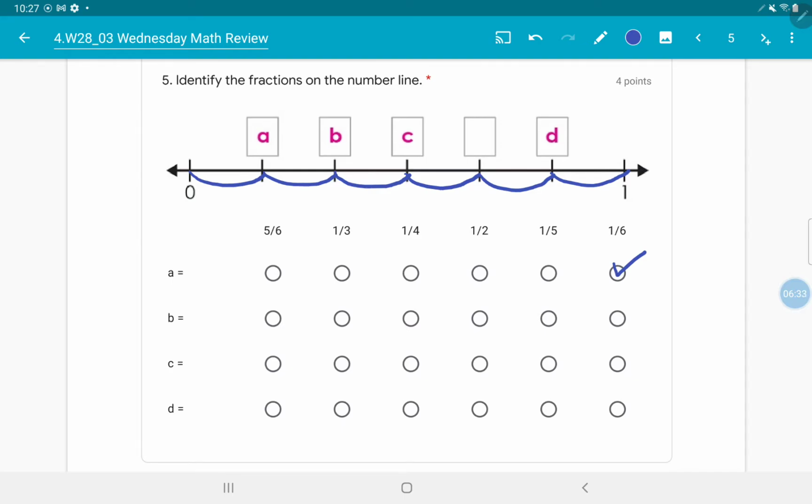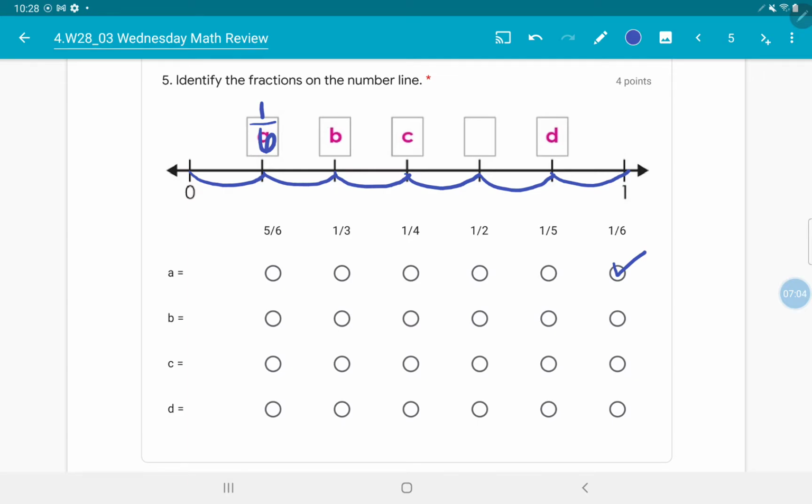From A to B is 2 pieces. From B to C makes 3 parts or pieces. From C to that open box is 4. From the open box to D is 5. And then from D to 1 is your 6th piece. How about B? What is B equal to? B would be equal to what, Scotty?